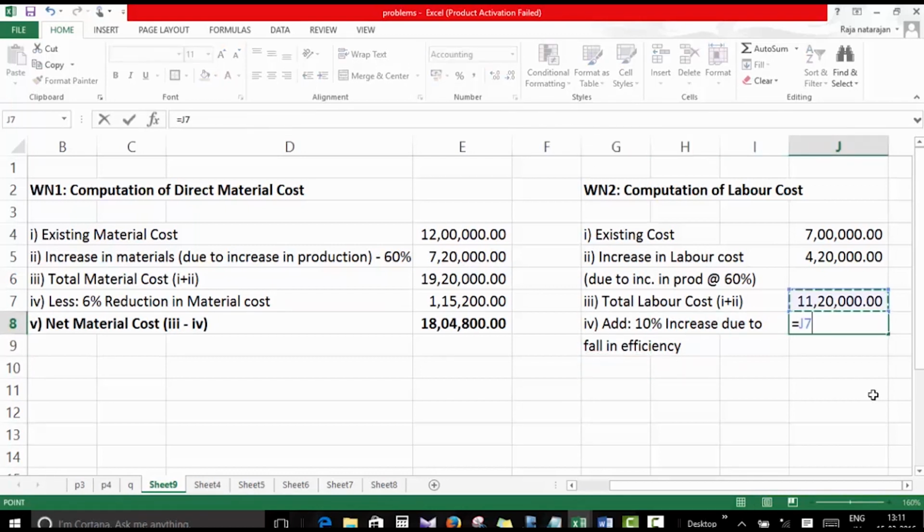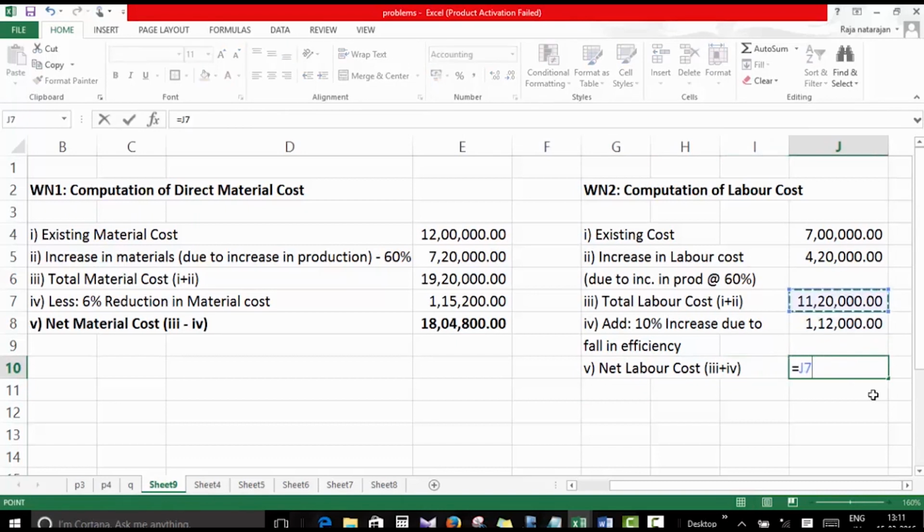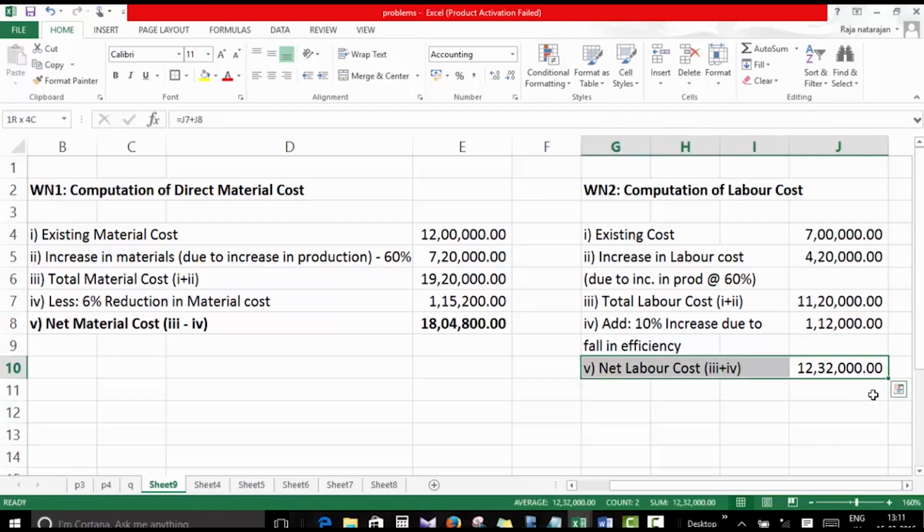11 lakh 20,000 multiplied by 10%, that works out to 1 lakh 12,000. So now we'll have the total labor cost, or we'll say the net labor cost, and that is item number 3 plus item number 4. So that's going to be 11 lakh 20,000 plus 1 lakh 12,000. So it is 12 lakh 32,000. In this way we have the net labor cost.